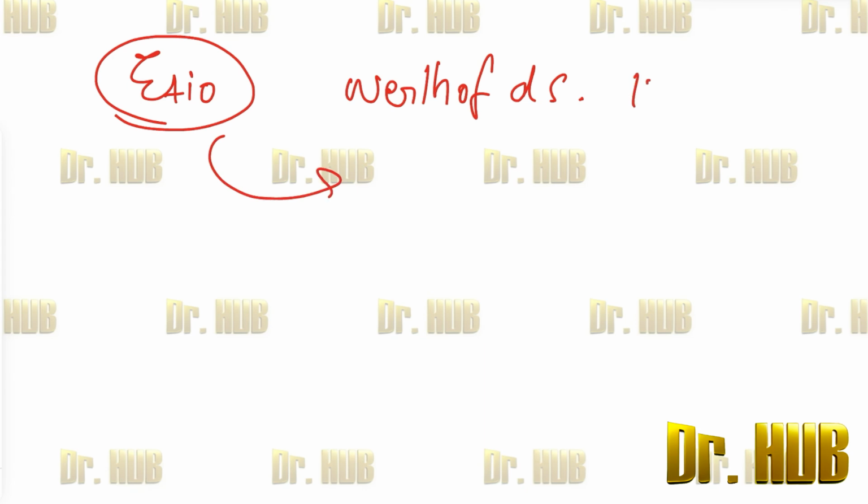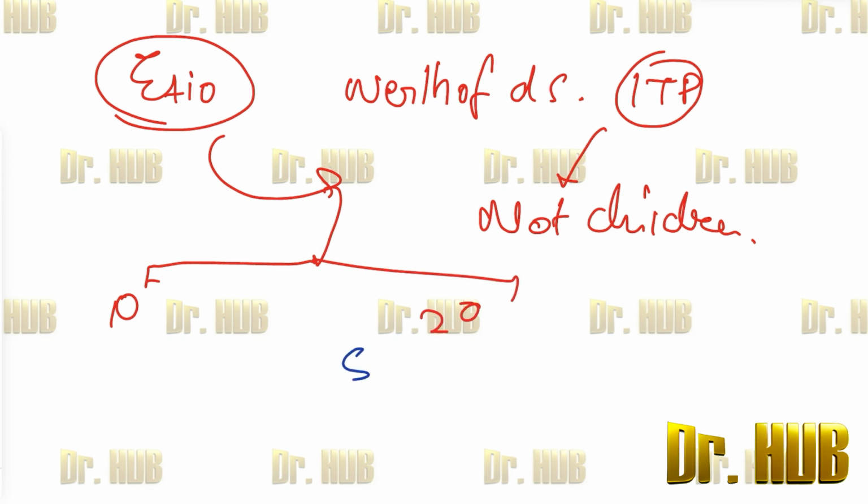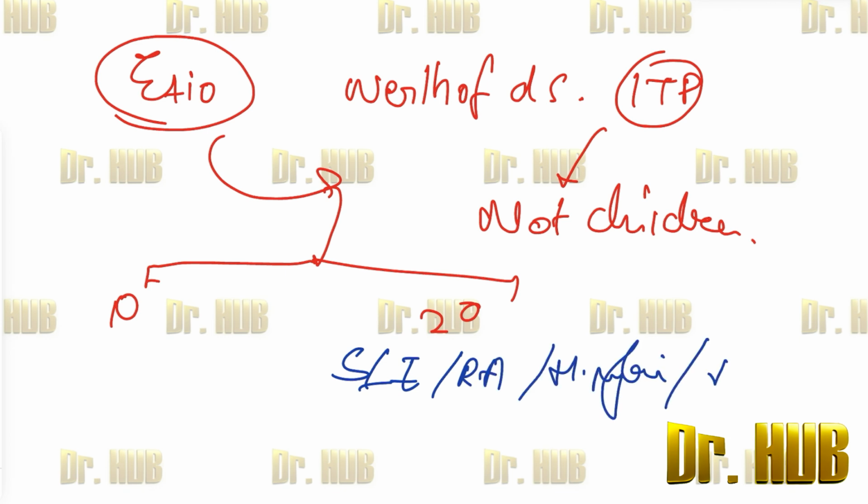Before we go to the etiology, the older name for this ITP is Werlhof disease. And specifically this ITP is not seen in the case of children. Now let's look at the etiology. There can be a primary etiology or a secondary etiology. Secondary etiology can be associated with conditions such as SLE, RA, H. pylori, HIV, and then HCV.